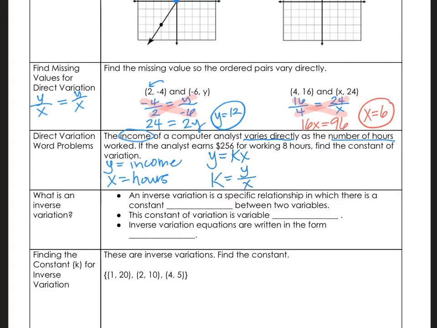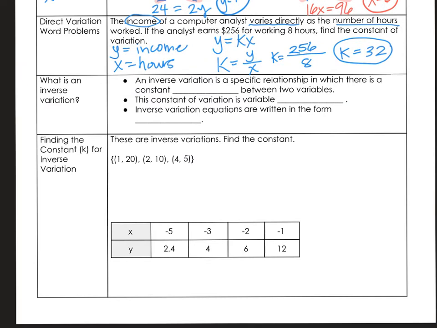So our income is $256 and our hours are 8. Okay, and when you divide those, you're going to get 32. So that is the constant.